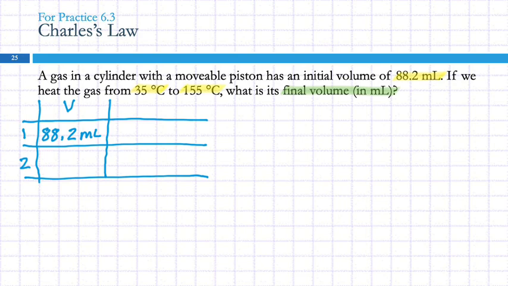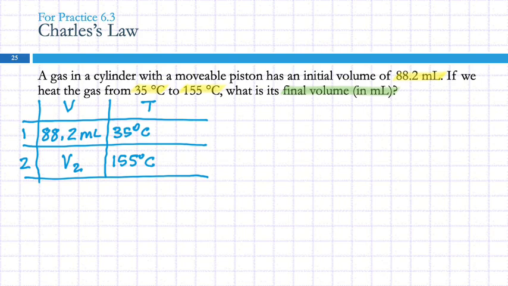So that's the starting volume, and then it says we're heating the gas from this temperature to that temperature. So 35 degrees Celsius is its temperature in the beginning. So this is going to be my temperature column. I'm going to start at 35 degrees Celsius, and I'm going to go to 155 degrees Celsius. And that's going to leave one box empty. I'm going to call that volume 2. And that's going to be our final volume.